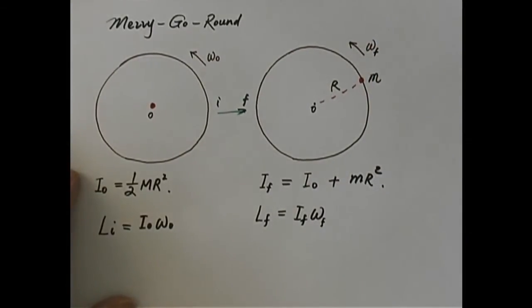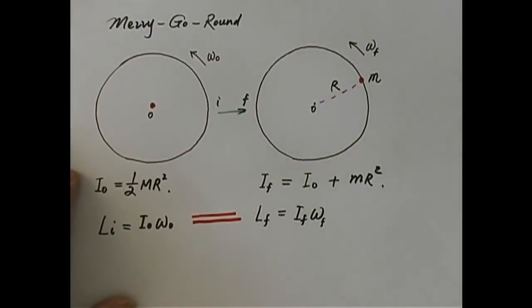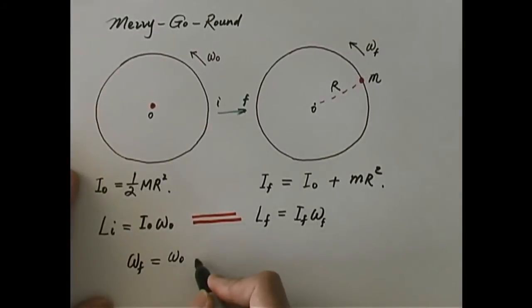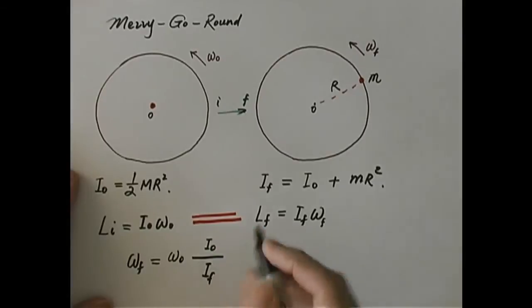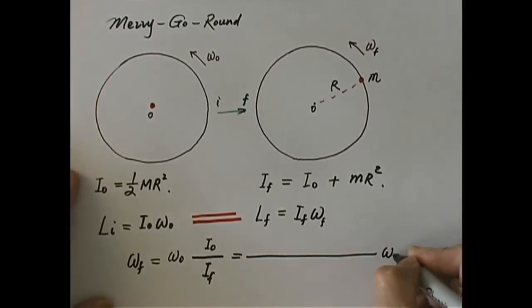And by conservation of angular momentum, these two should be the same. L initial equals L final. So immediately you know what omega final is. Omega final is then equal to omega naught times this ratio of I naught over I final. And I can work this out. We can see what happens. You got omega naught here.